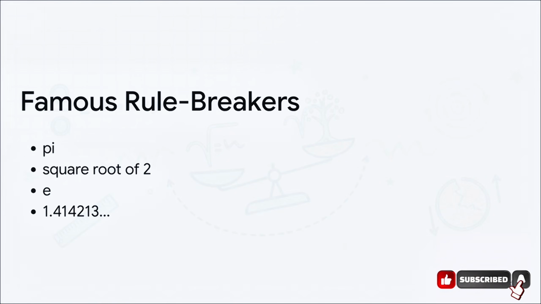Let's actually name some of these famous rule breakers. Obviously, you recognize pi. Then there's the square root of 2, Euler's number e, or that wild sequence starting with 1.414. If you tried to write them out, their decimals would stretch across the universe without ever stopping and without ever forming a repeating sequence. They are inherently, beautifully infinite.